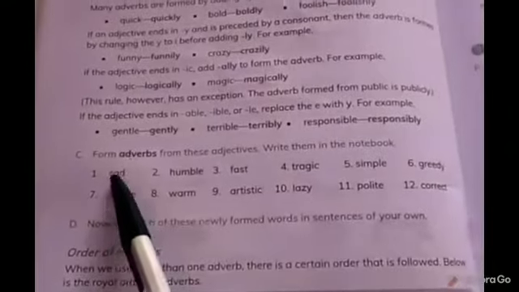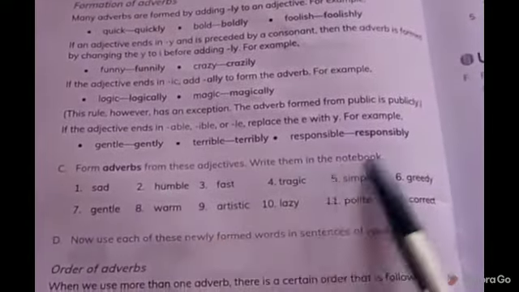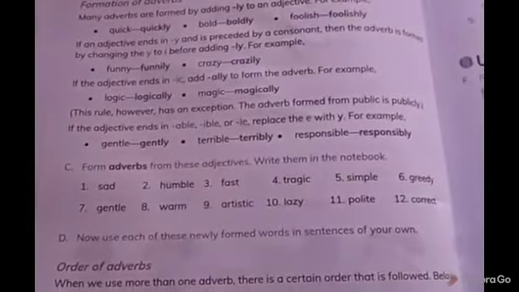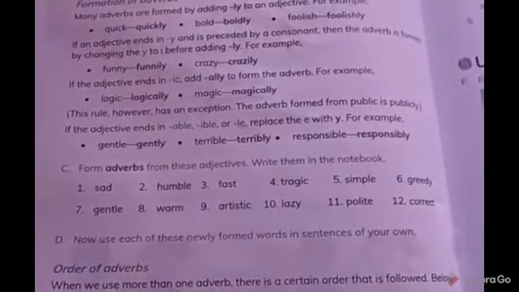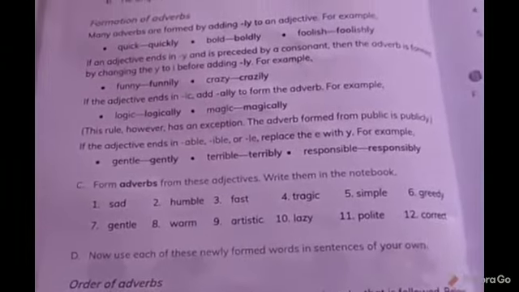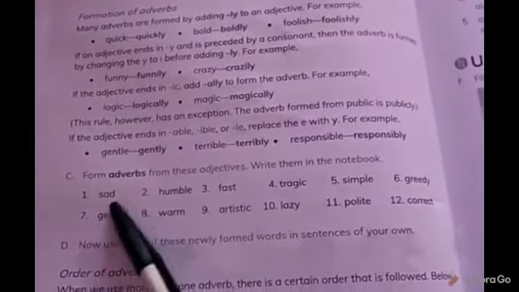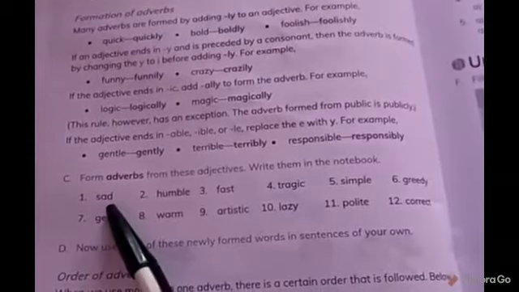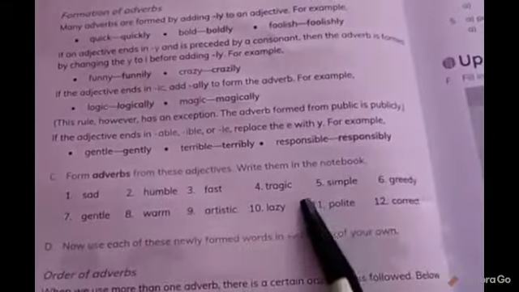The next exercise, from these adjectives, write them in a notebook. What we need to do here is what we have discussed in this video also. So how do we make or frame adverbs? Sad, I told you, it's an adjective, so we just need to add ly and it will become sadly. Humble, humbly. Fast, fastly. Tragic, tragically.